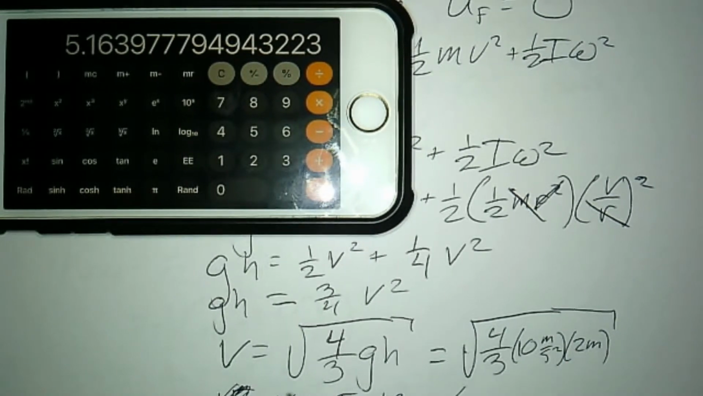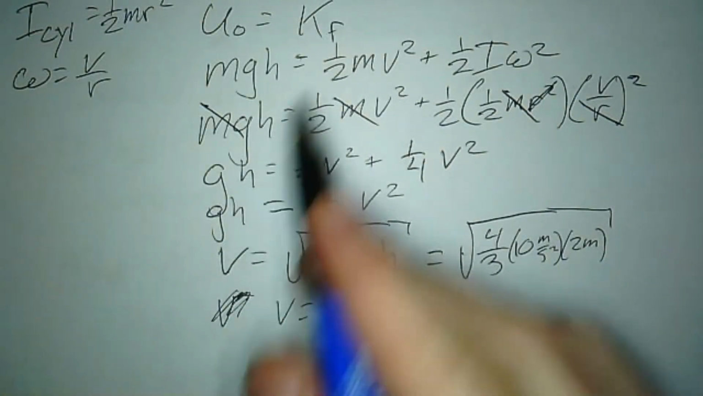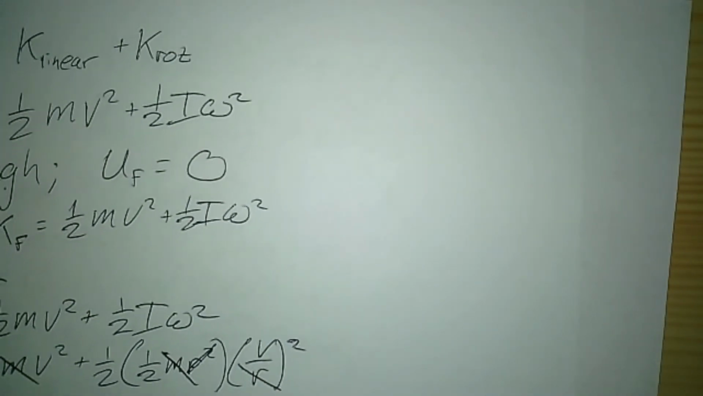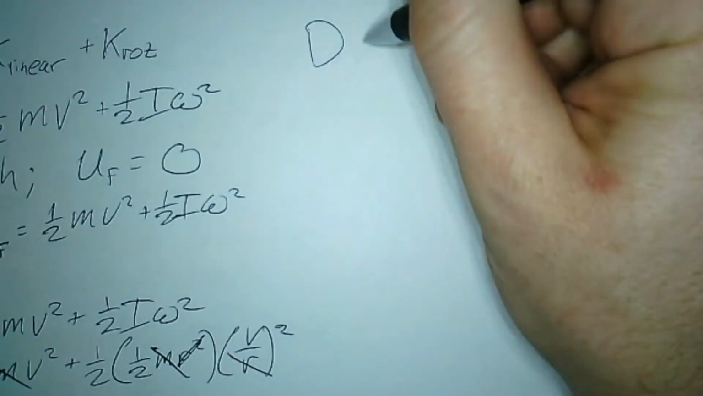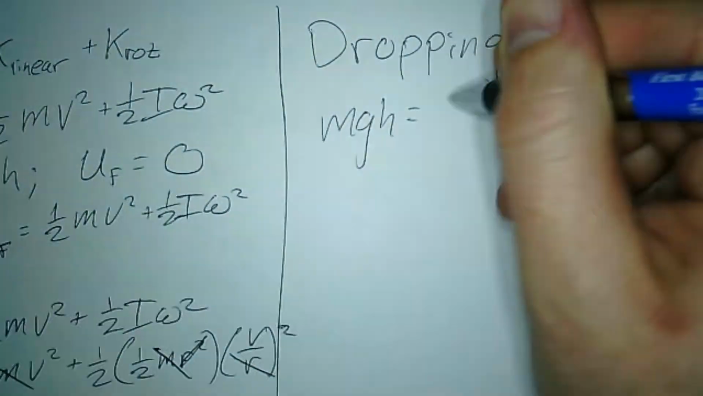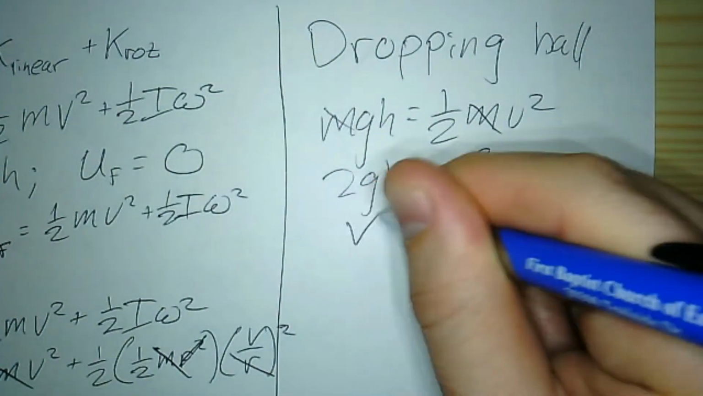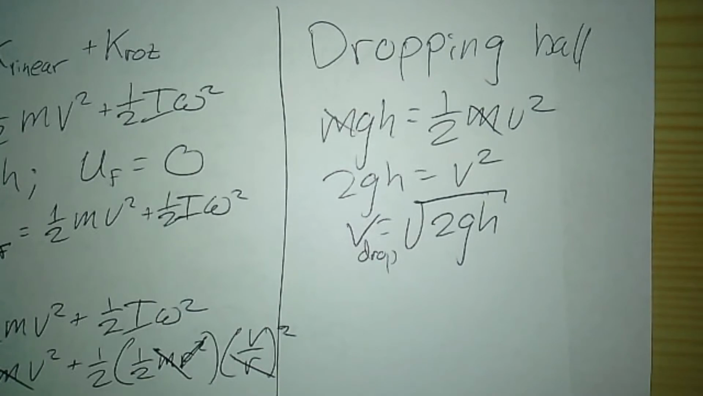Now, something I'd like to point out here is if we had just said, okay, let's drop a ball from 2 meters, right? How fast would it have gone? Well, we can just do in our head mgh equals 1/2 mv squared. Sorry about that. Trying to conserve paper a little bit. So, dropping ball. So we're going to say mgh equals 1/2 mv squared. Cancel the m's. Multiply the 2 over here. 2gh equals v squared. So v equals the square root of 2gh for drop. Let's call this drop. We get something very similar.